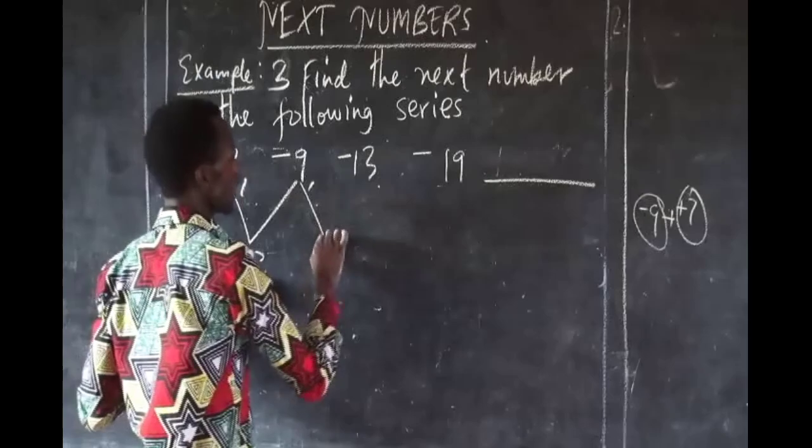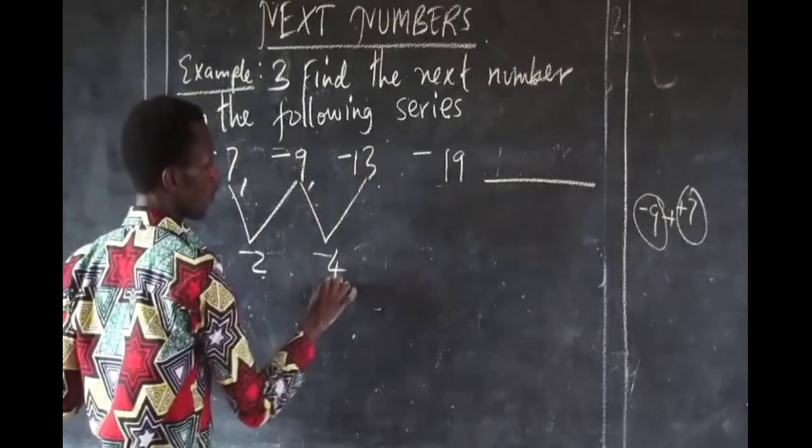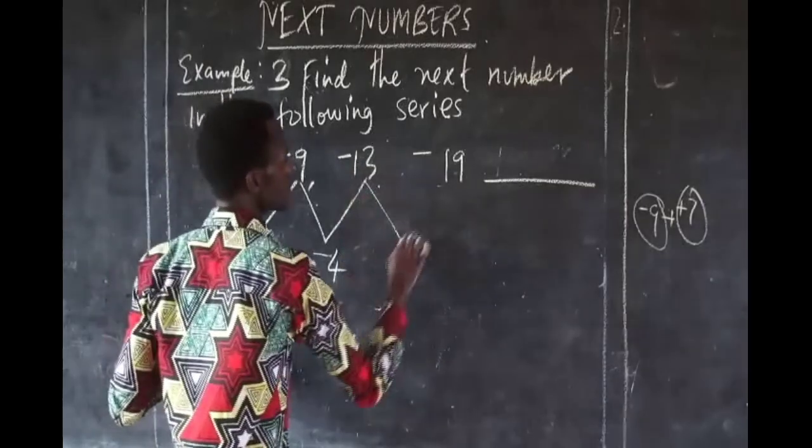The same applies here: this one minus this one gives -4, and this minus this one gives -6.